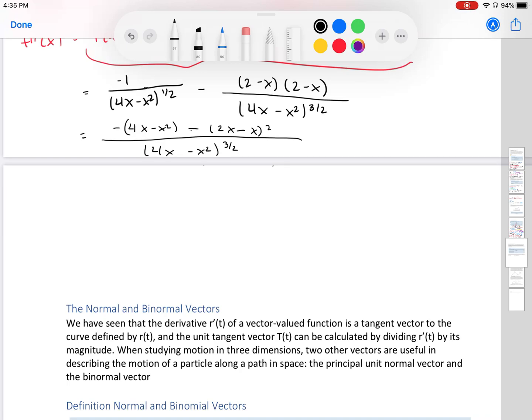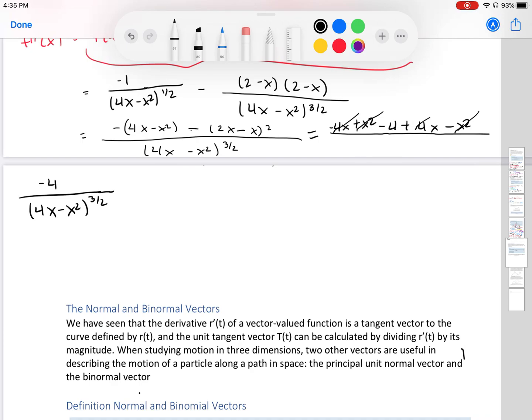Okay, let's go ahead and expand and combine like terms. We're left with negative 4x plus x squared minus 4 plus 4x minus x squared. And we're left with, well, my x squared terms add to make 0, my 4x terms add to make 0. We're just left with negative 4 divided by 4x minus x squared raised to the 3 over 2. All right, all of that was just cleaning up our double derivative, f double prime.